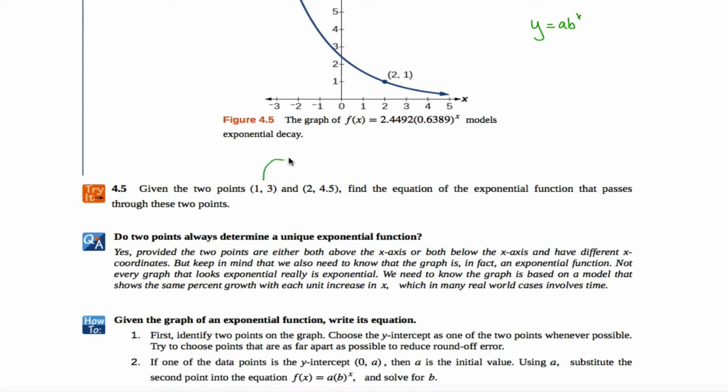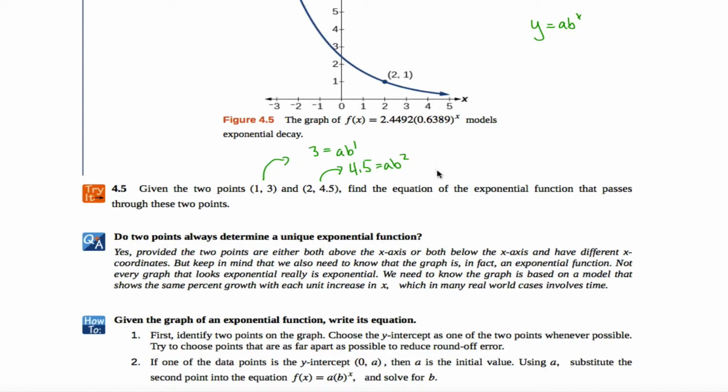So this first point gives me the equation 3 equals a times b to the first power. Wait, isn't b to the first power just b? Yeah, I just wrote it in there so you can see where the 1 went. This one tells me that 4.5 is equal to a times b squared.